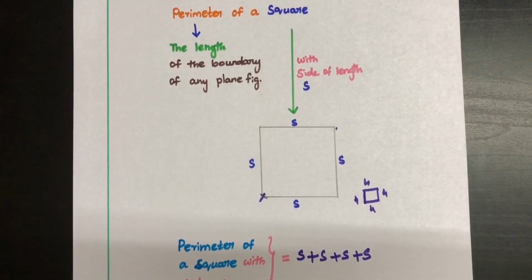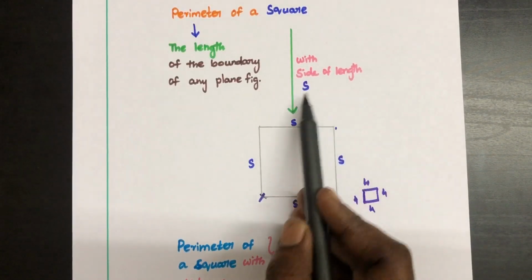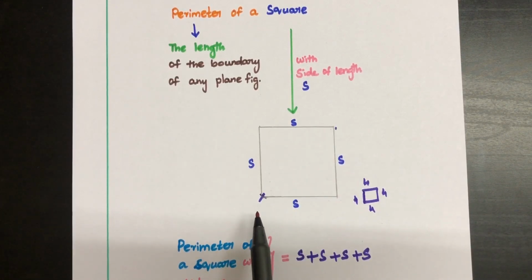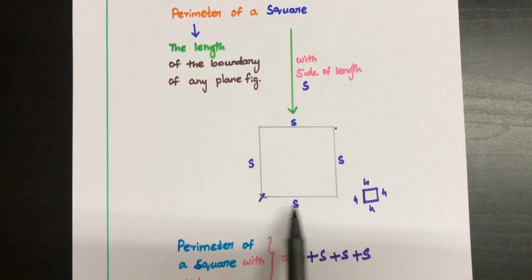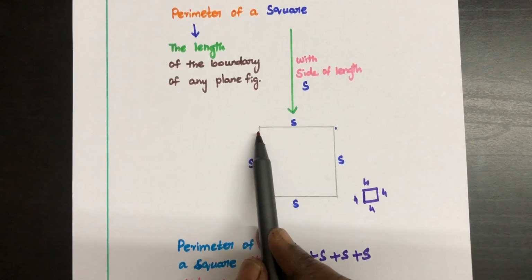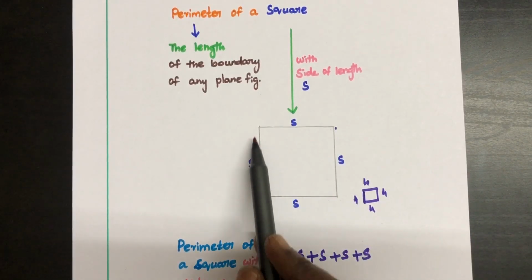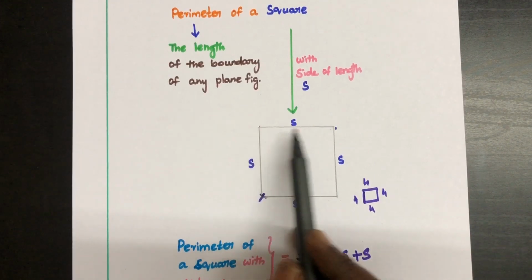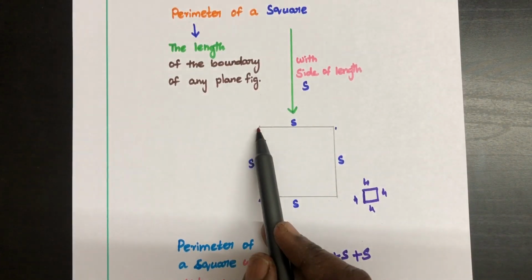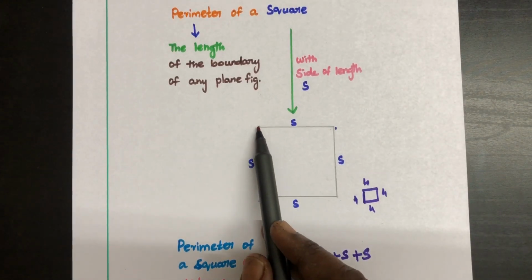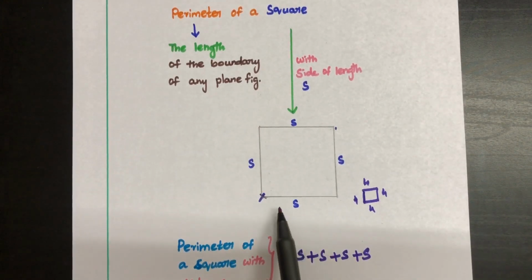Now perimeter of a square with the side of length S. See, we all know square is also made up of 4 line segments with all the 4 sides equal. That is called a square, right? So now we are going to find the perimeter, that means the length of the boundary of this square. If we start from here, we need to measure all the lengths of the sides and end here. That is called a perimeter.